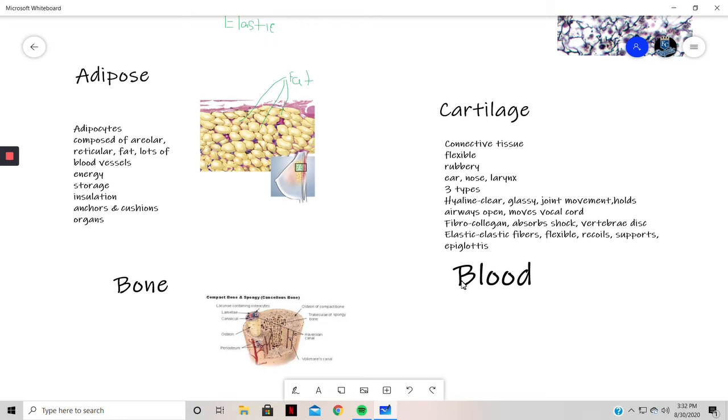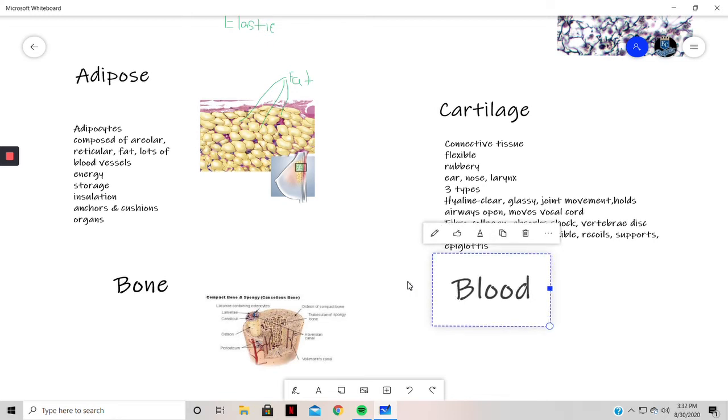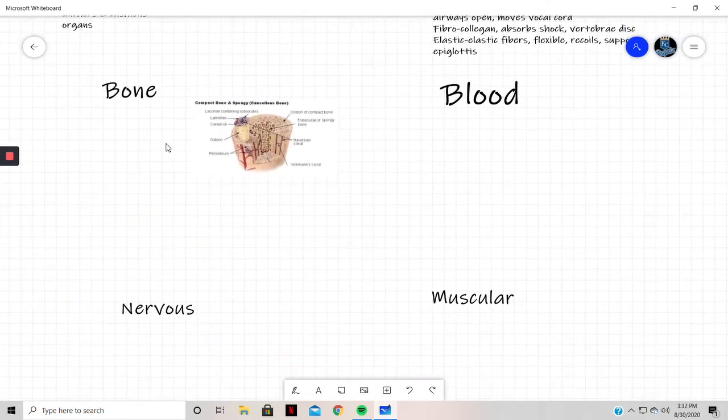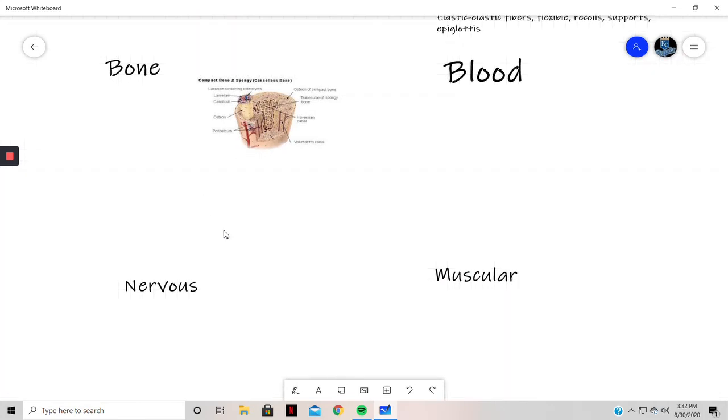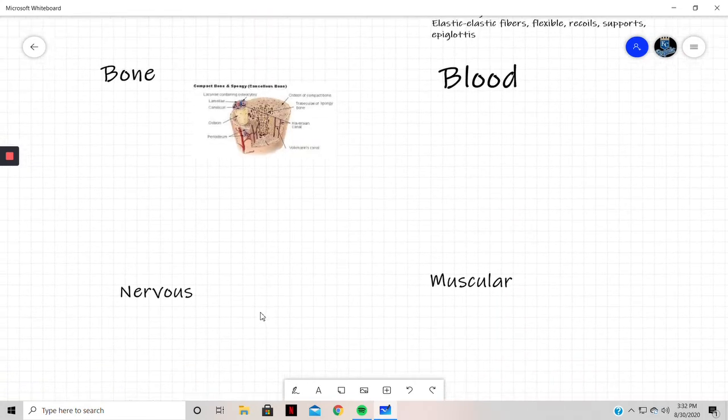And I'm just going to move blood down just a little bit here. All right, so that's 4 down, 5 to go. So let me slide these up. And there's 4 of them, and there's our 5th one down there, membranes.